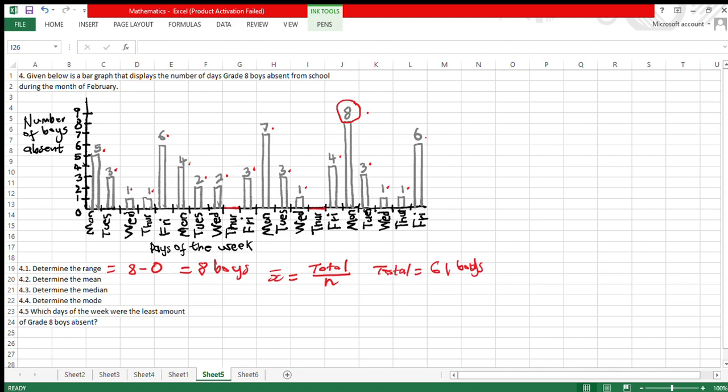And then the n is basically the number of days. There are 5 days in a week for 4 weeks within the month of February, so our n is going to be 20. So our mean is the total, which is 61, divided by 20. Our mean is going to be about 3. It's about 3 boys.